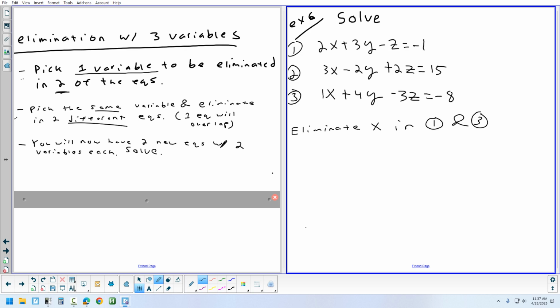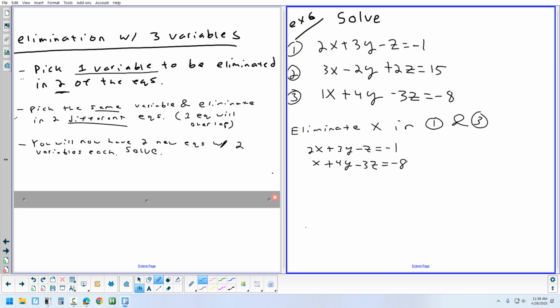So first thing I'm going to do is I'll just copy them down. 2x plus 3y minus z equals -1. And x plus 4y minus 3z equals -8. And the goal is to eliminate the x. Don't worry about what happens to y and z.